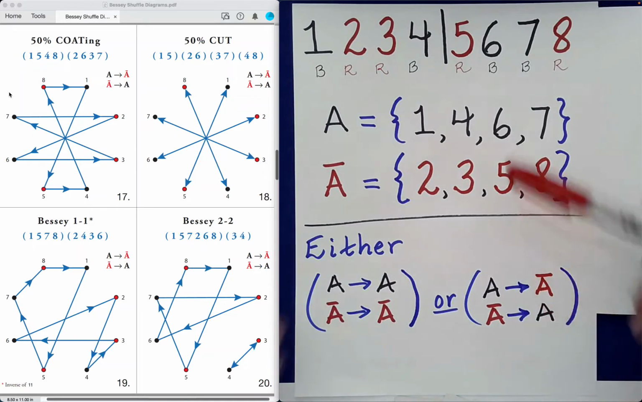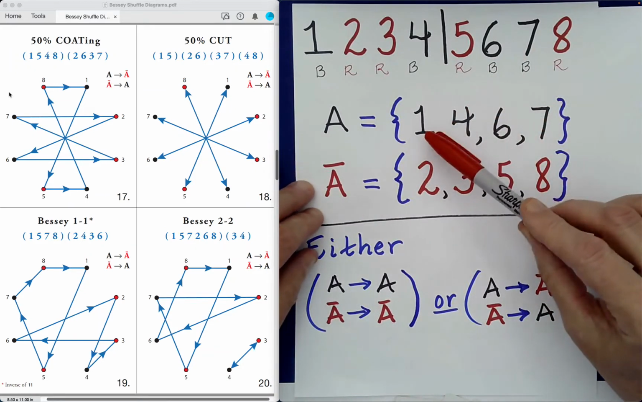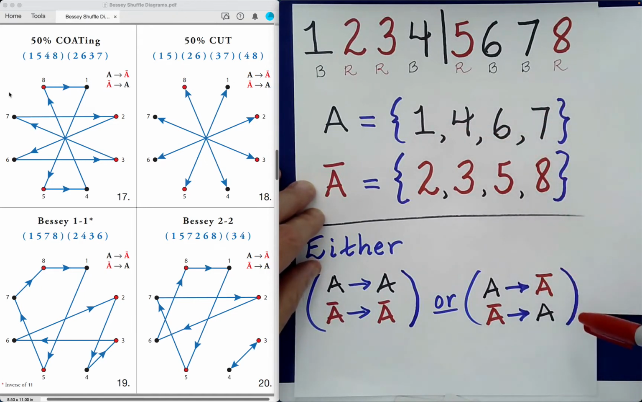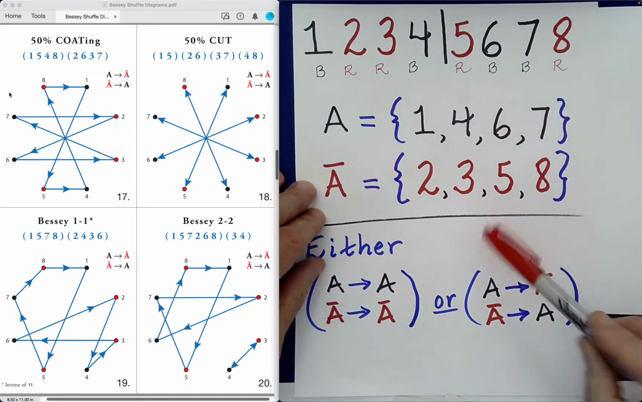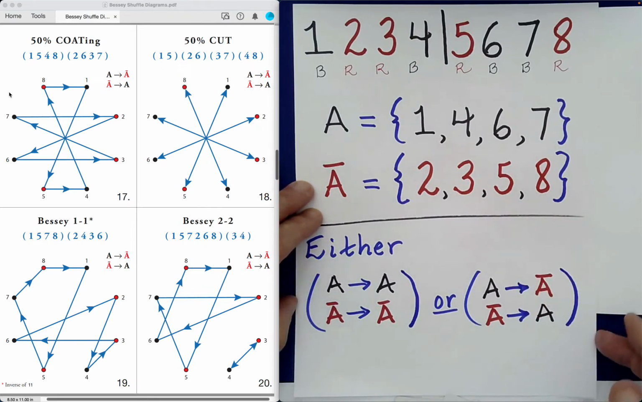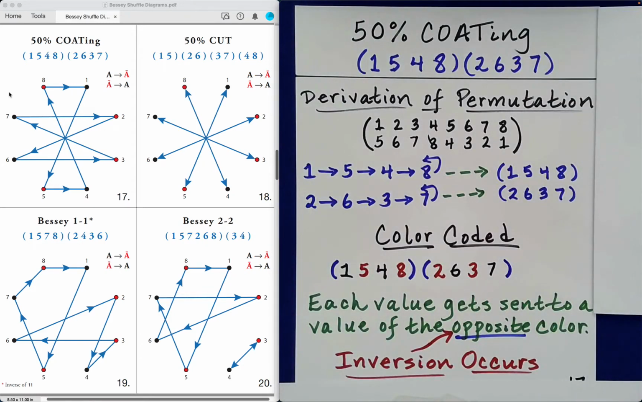So again, this means that the cards that originally began in positions 1, 4, 6, 7 have now moved to positions 2, 3, 5, 8 in some assignment. In fact, the assignment is given by our cycle description of the permutation. If we now look at the graph, which is found at the top left of your screen, we can see how the Bessey Shuffle diagram was constructed.